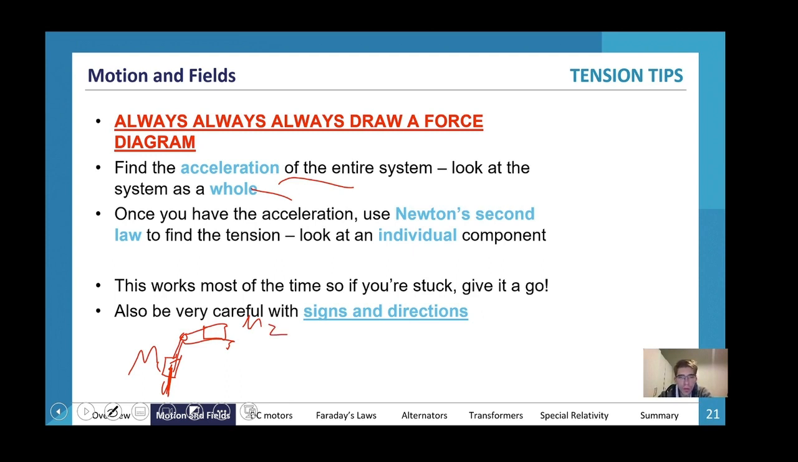So acceleration will be equal to the net force divided by the masses of both bodies. So that would be F net divided by M1 plus M2. And therefore, it will give you a magnitude of the acceleration.